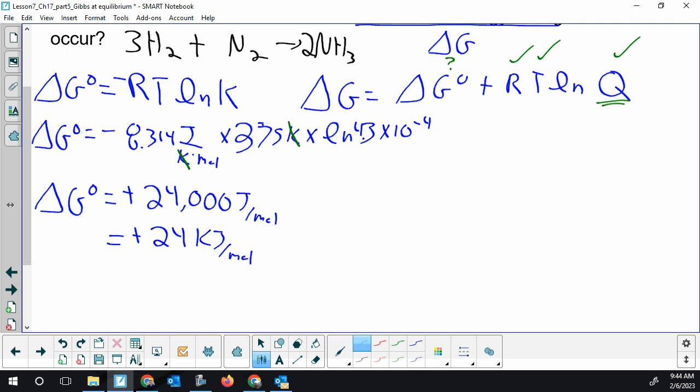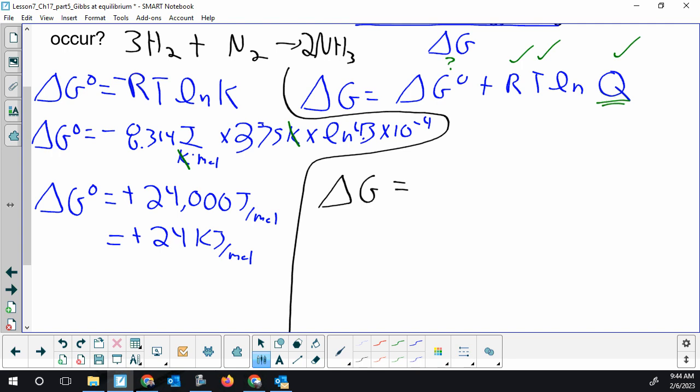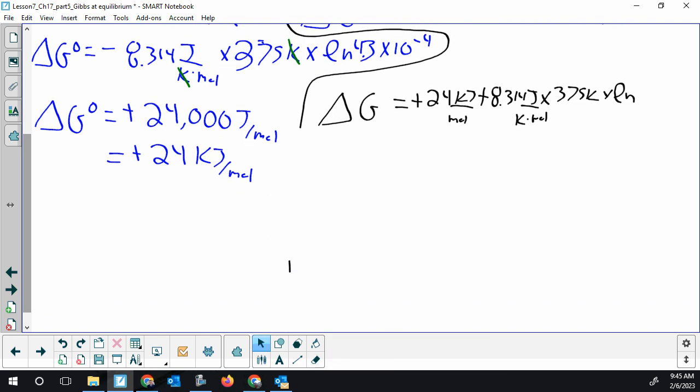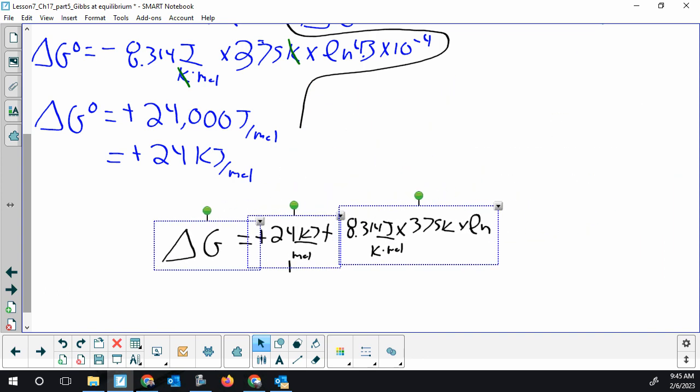So now we've got everything we need. We can plug into the equation on the right. So delta G, not standard, the free energy under those conditions we have in the question, is a positive 24 kilojoules per mole plus RT ln Q: 8.314 joules per Kelvin per mole times 375 Kelvin times the natural log. I'm just going to pull this down. I don't quite have enough space, and I don't want to totally squeeze everything in. So now I've got lots of room.